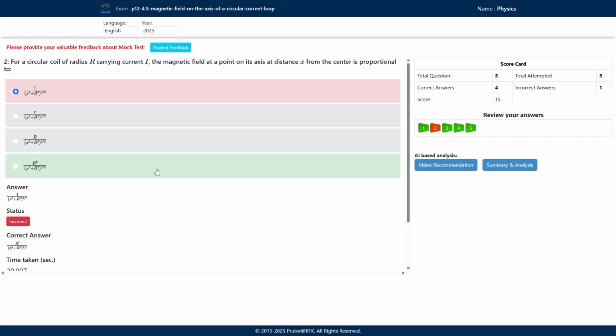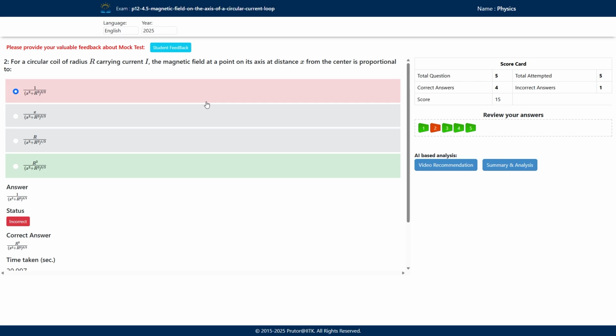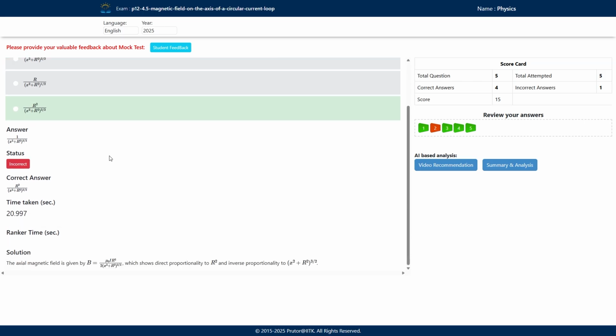The second question came out to be wrong. The field at distance x from the center is proportional to r square upon x square plus r square raised to power 3 by 2. Because there is r square in the numerator, according to this formula, B equal to mu naught I r square upon 2 times x square plus r square raised to power 3 by 2.